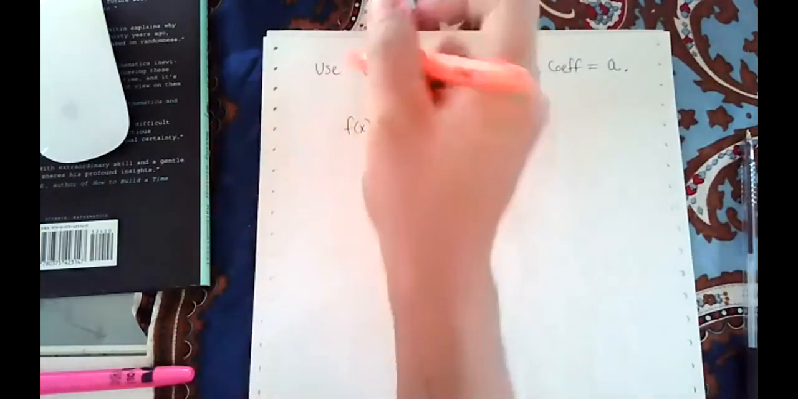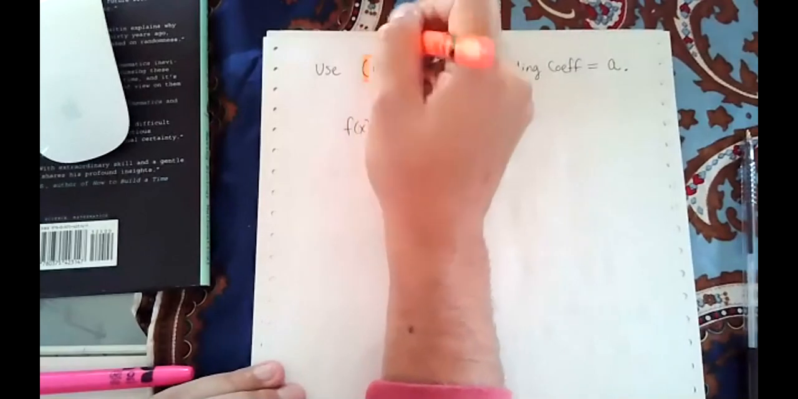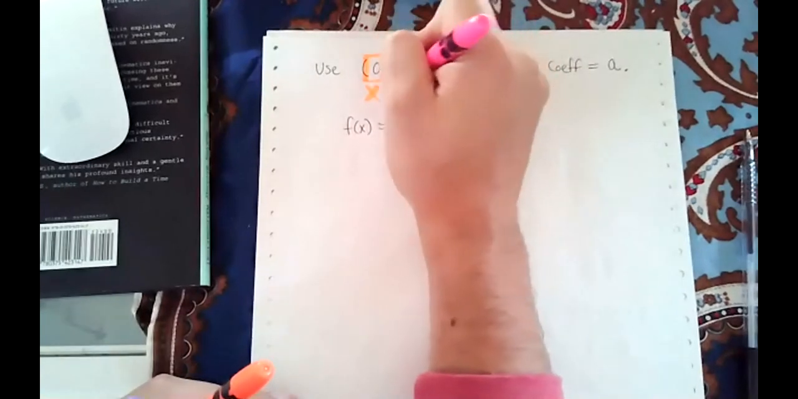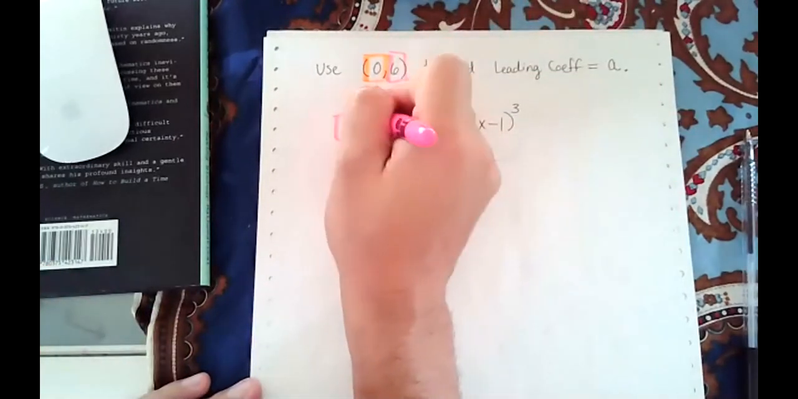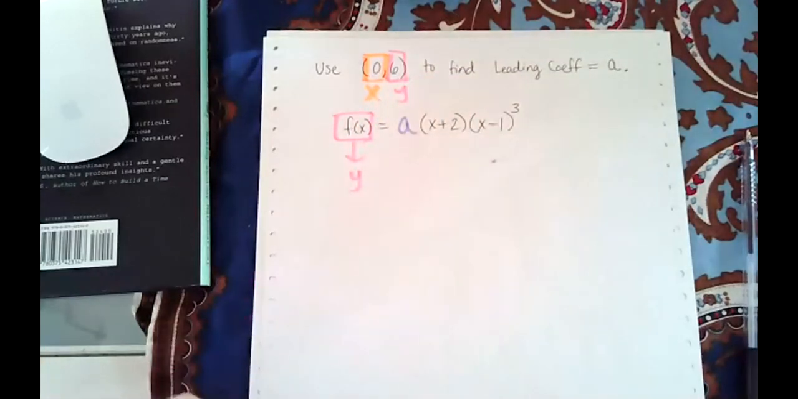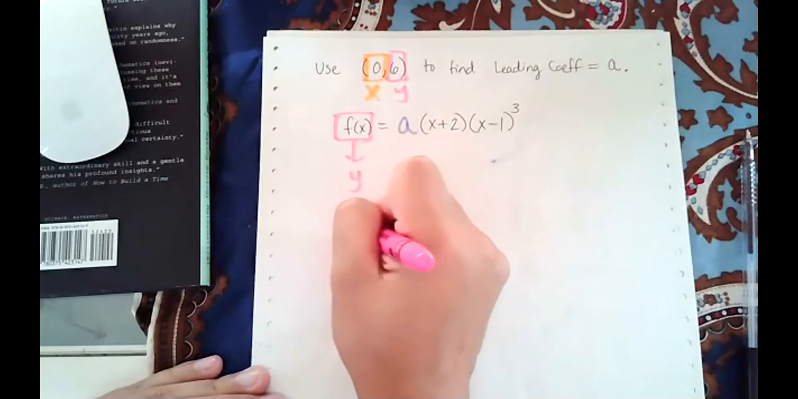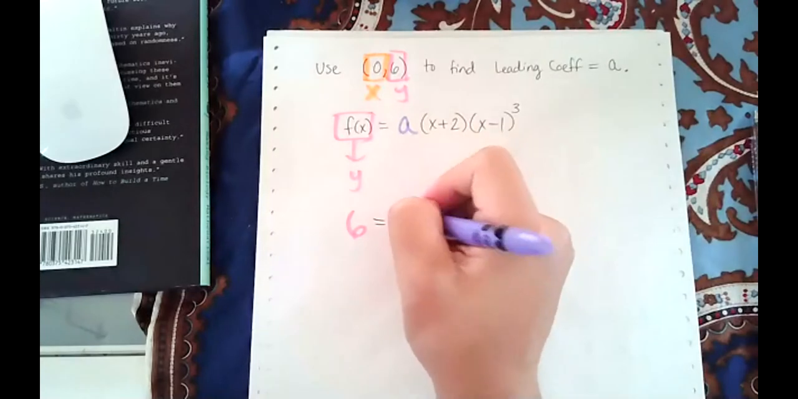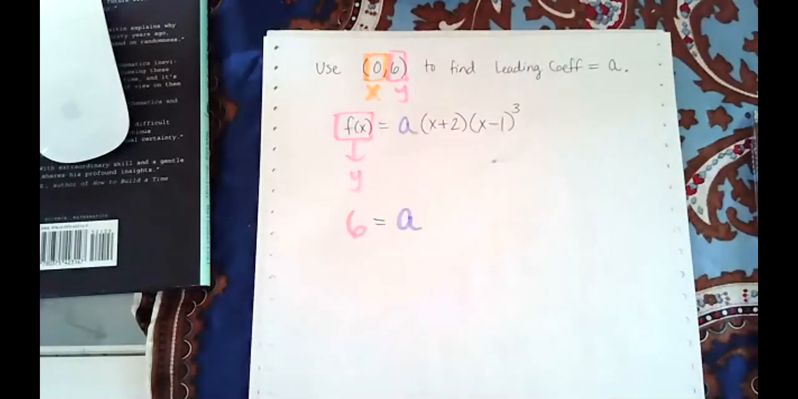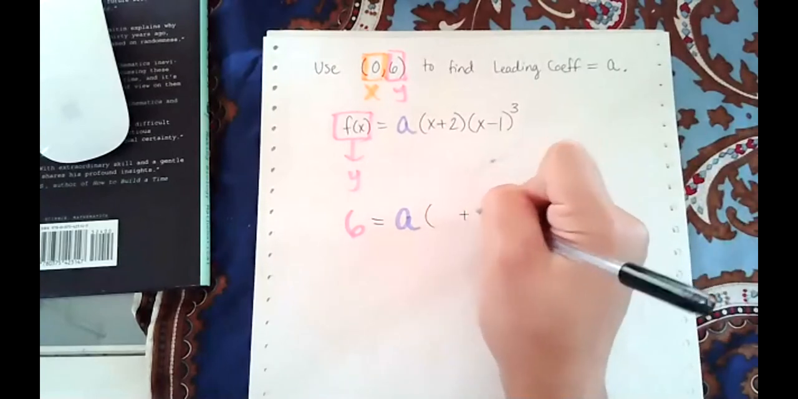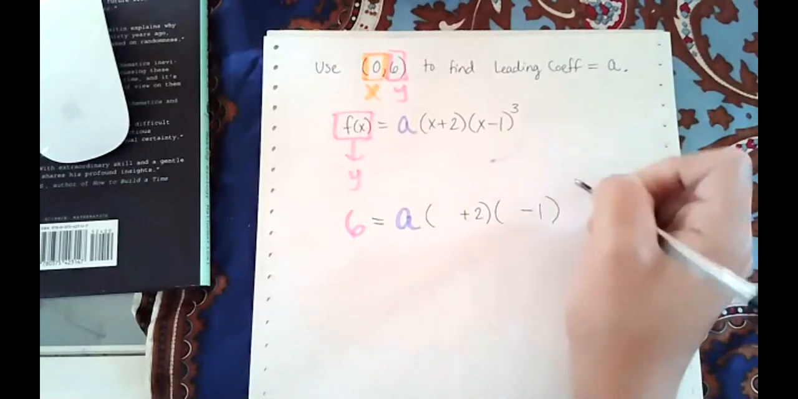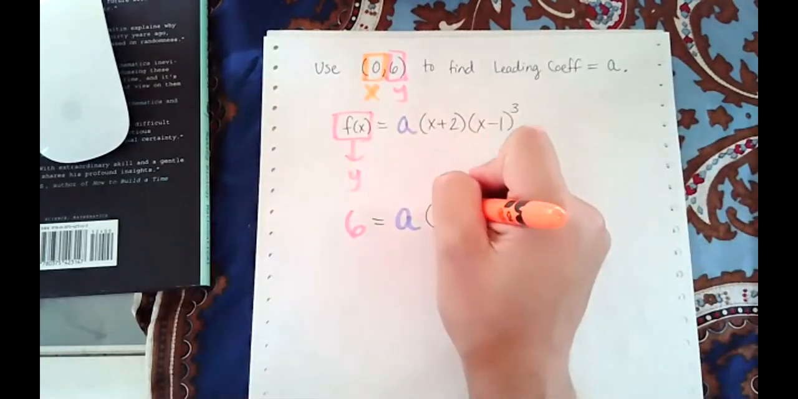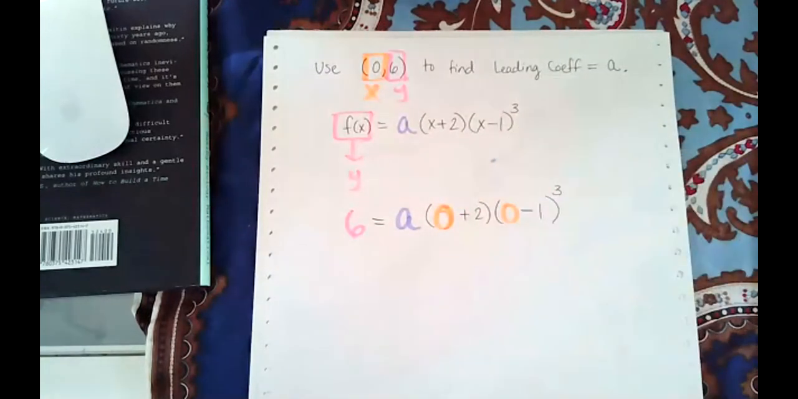So if this is my x value, and this is my y value, and if f of x is the same thing as y, then I could set this equation as 6 is equal to, well, we need to find A, something plus 2, something minus 1, cubed. But the x's we're going to replace with 0. Those are zeros.